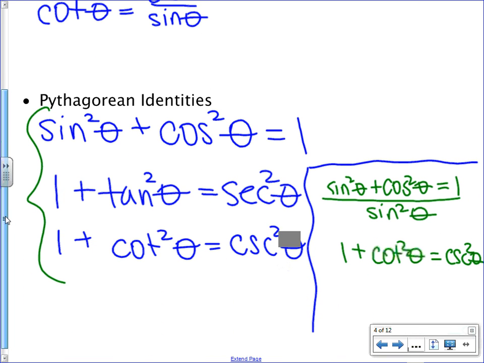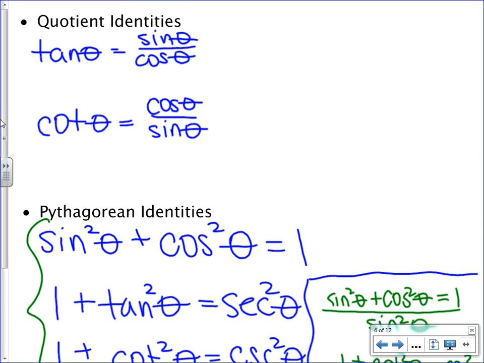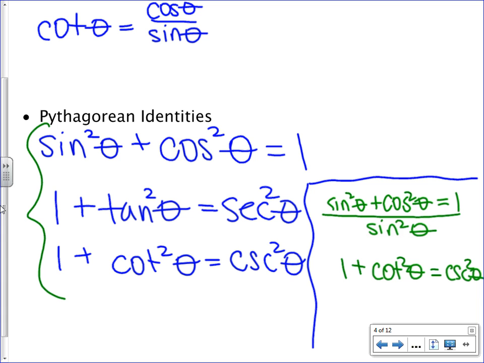The reciprocal identities, the quotient identities, and the Pythagorean identities you have to know off the top of your head. More than likely, not more than likely, that will be the first question on your quiz on Monday. What are the reciprocal identities? What are the quotient identities? What are the Pythagorean identities? Because if you don't know these, you can't do anything else the rest of the week. So you have to know these.